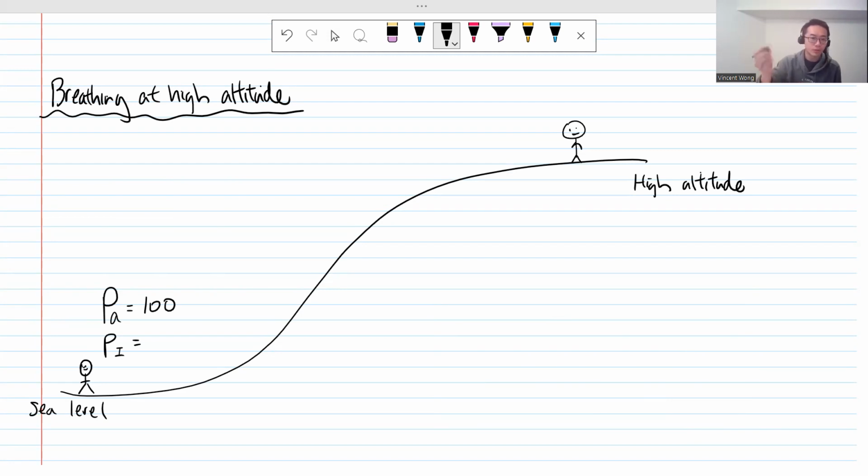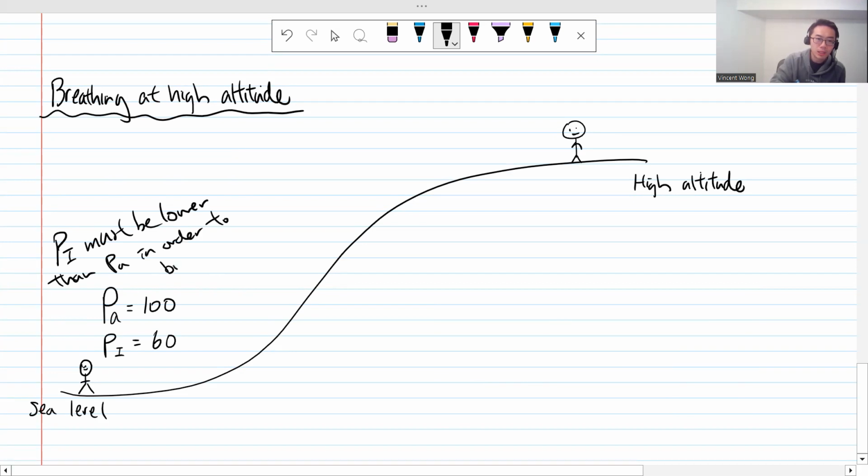Less than 100, right? So this has to be, say, 60. Okay, so PI must be lower than PA in order to breathe in, right? In order to breathe in, you must have a lower pressure in the lungs than the atmosphere. Okay, so no problem. You expand your chest, you lower your diaphragm, air comes in.